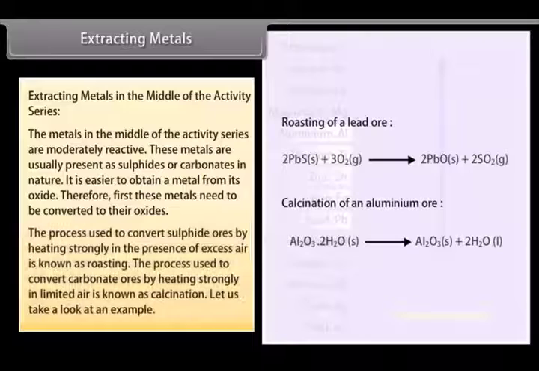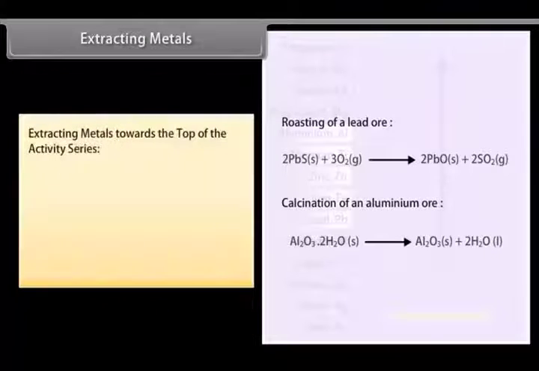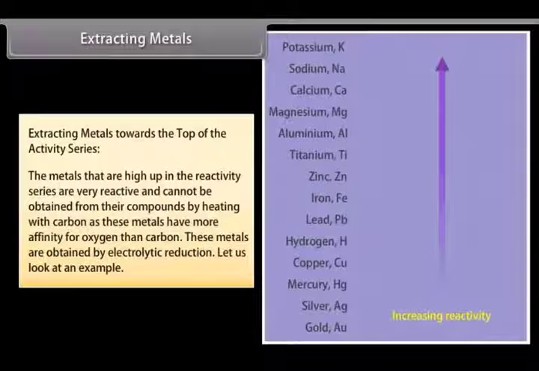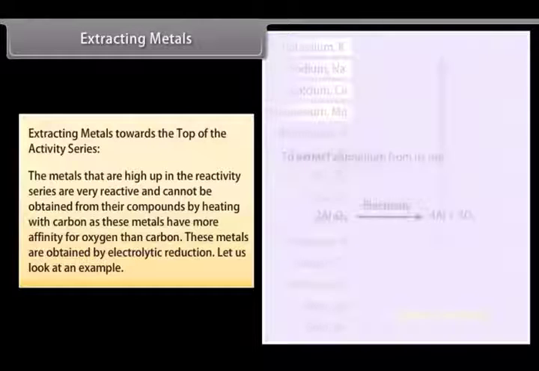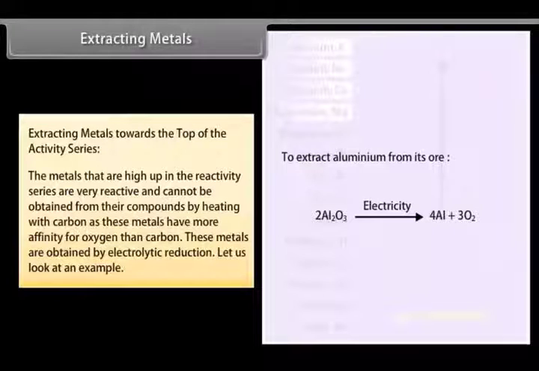The process used to convert sulfide ores by heating strongly in the presence of excess air is known as roasting. The process used to convert carbonate ores by heating strongly in limited air is known as calcination. Extracting metals towards the top of the activity series. The metals that are high up in the reactivity series are very reactive and cannot be obtained from their compounds by heating with carbon, as these metals have more affinity for oxygen than carbon. These metals are obtained by electrolytic reduction.